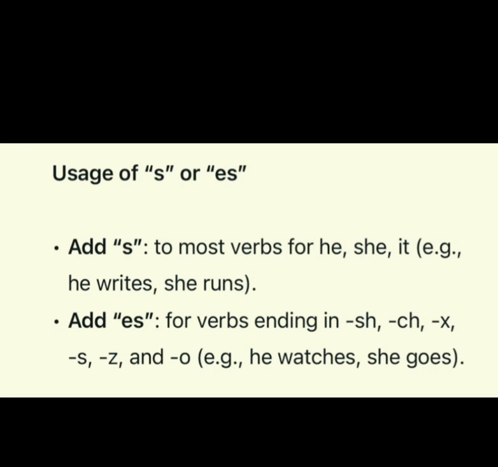Now comes the question: with which verb are we going to use s and with which verb are we going to use es? So the verbs that end on consonant letters, you're going to use only s with them. Okay, and the verbs that end on vowel sounds and also that end on sh, ch, x, s, z, o, you're going to add es to them.